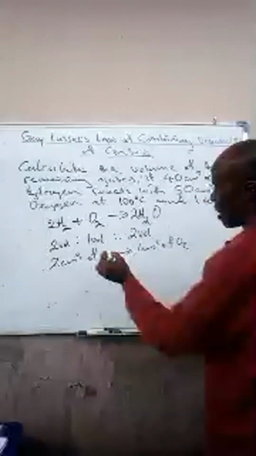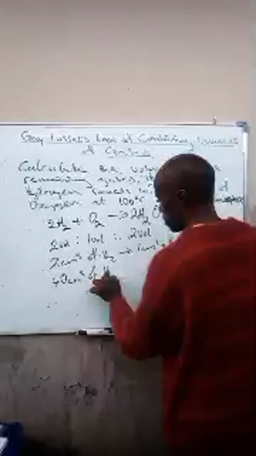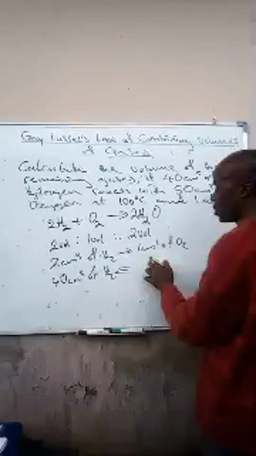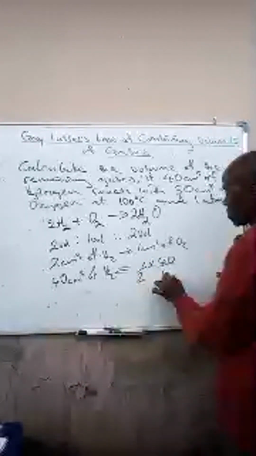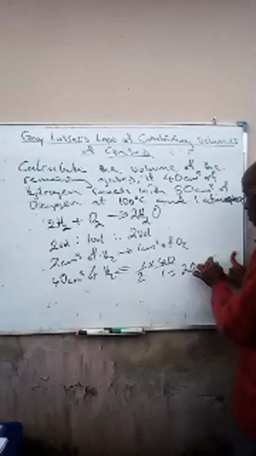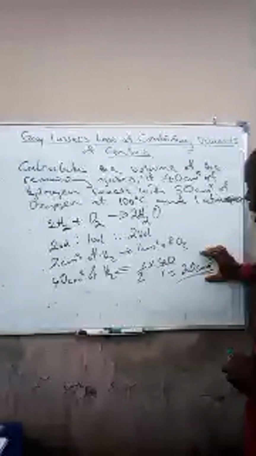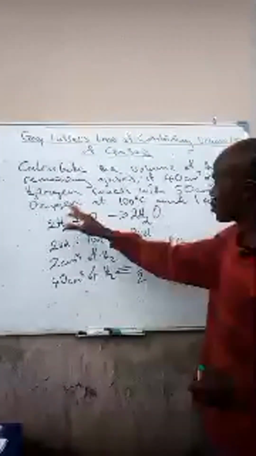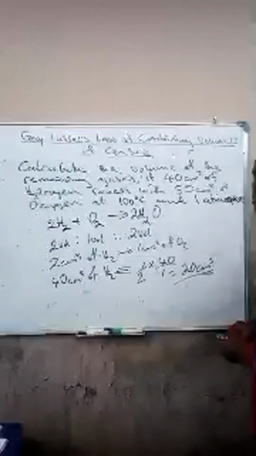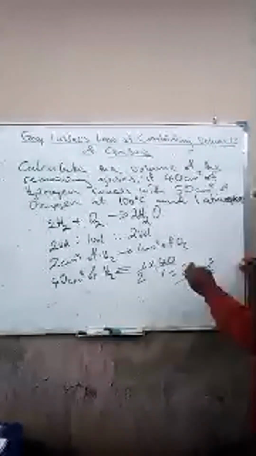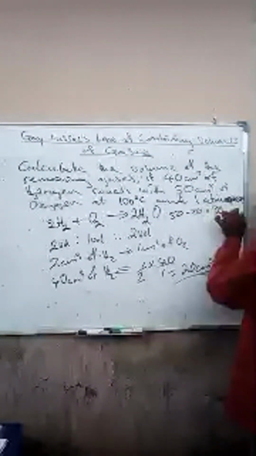So if it's so, now 40 cm cube of hydrogen, what is it going to give us? It will be 1 over 2 times 40. That will give us 20 cm cube of oxygen. So in that case, you notice that all the volume of hydrogen here will combine with 20 cm cube of oxygen, meaning that oxygen is in excess by what? That is 50 minus 20, which gives us 30.